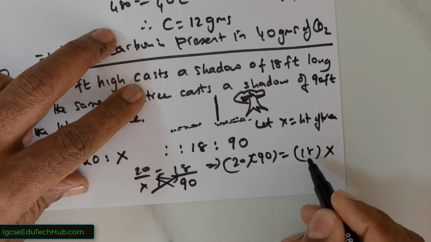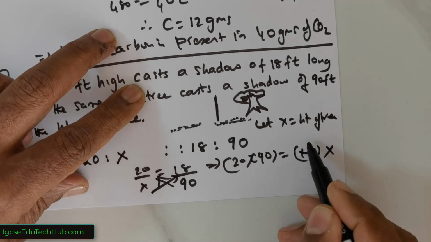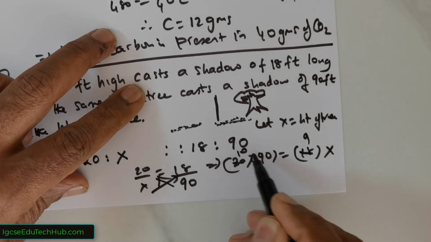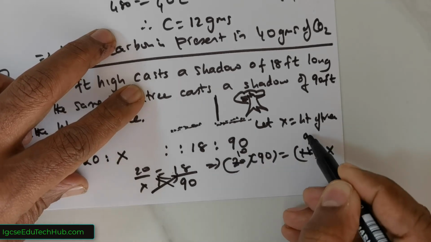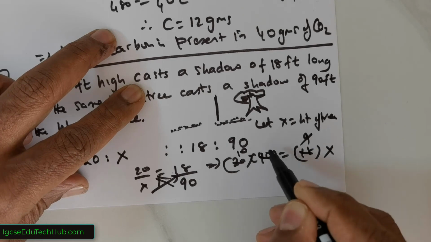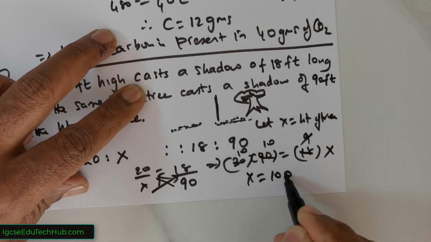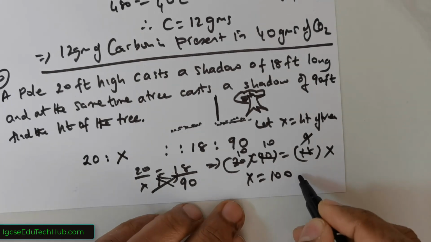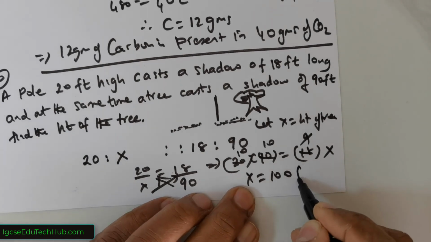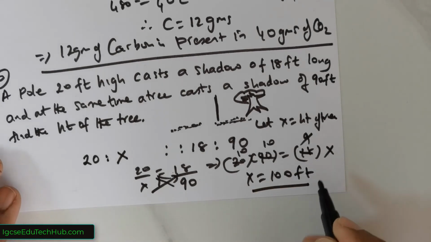So if I were to reduce it, 2 divides here 9 times, 2 divides here 10 times, and 9 divides 90 10 times. 10 into 10, 100. So x is equal to 100. So this is the height. 100 feet is the height of the tree.